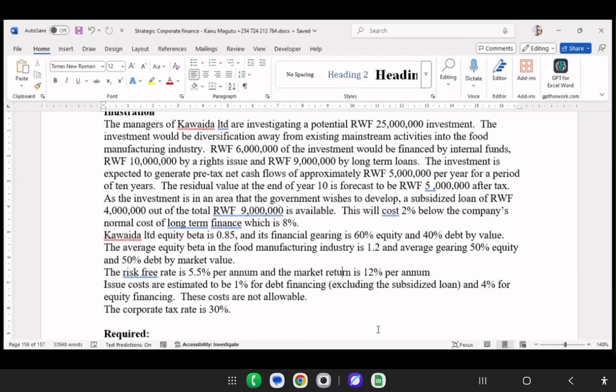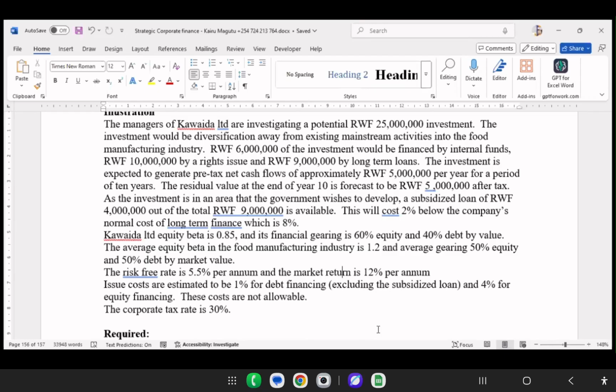The investment is expected to generate a before tax net cash flow of approximately Rwandan francs 5 million per year. That is pre-tax net cash flow of approximately 5 million per year for a period of 10 years. The residual value at the end of the 10 years is 5 million. That is the residual value after tax.